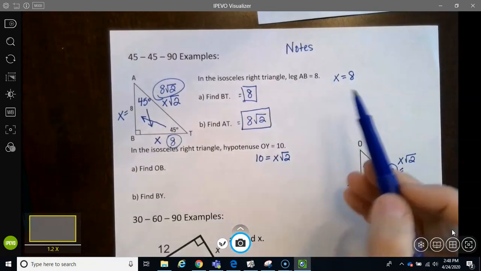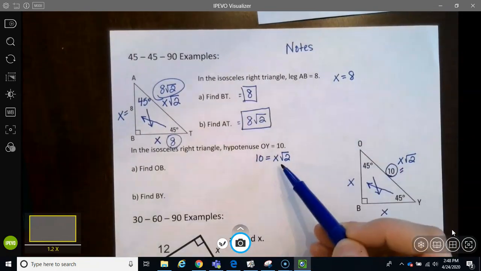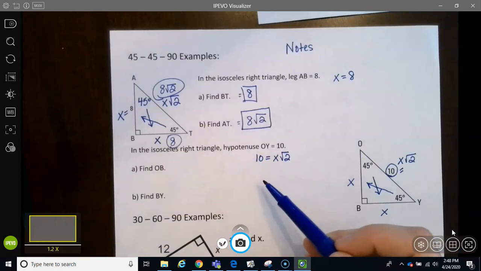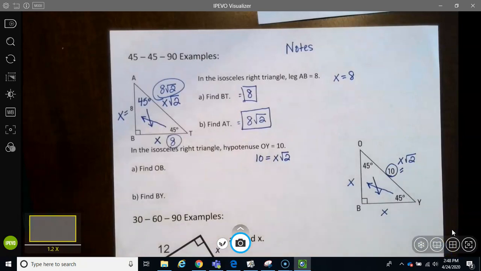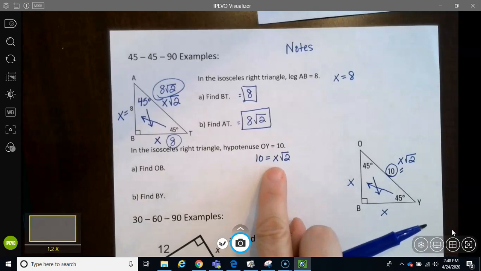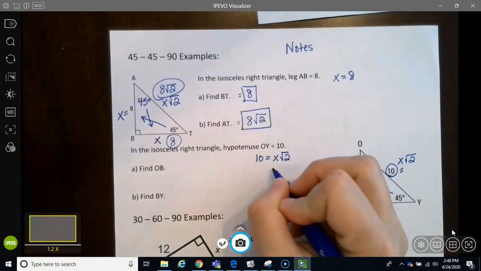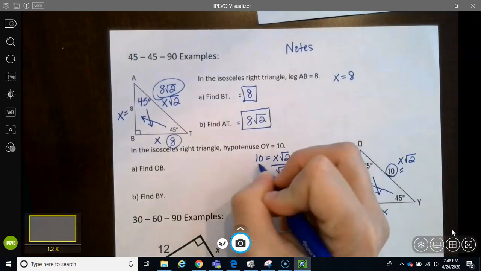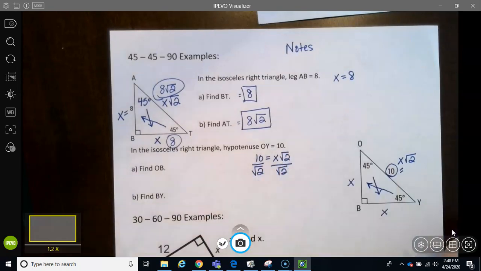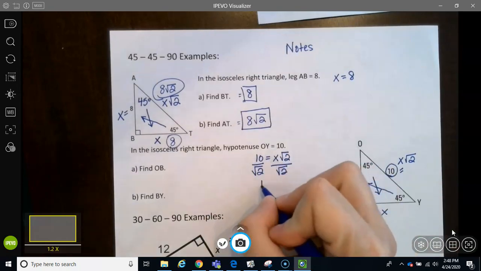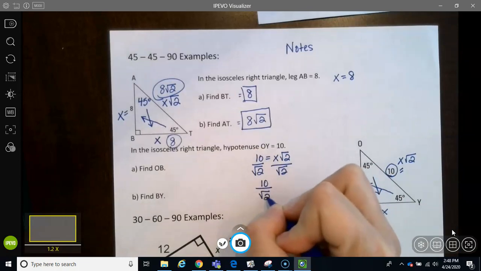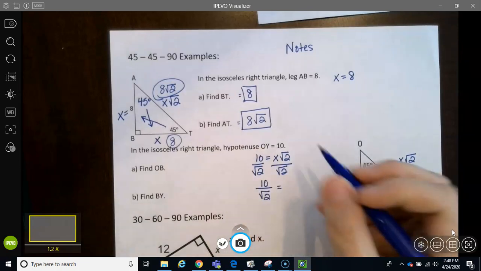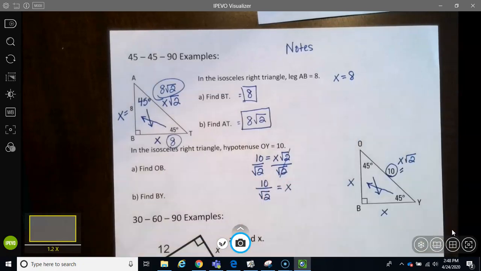And then, unlike the last one where x was already by itself, this one doesn't have x by itself. So my goal then is to get x by itself, and then once I figure out what x equals, I can replace the other sides with that amount. So to get x by itself, it's x times square root of 2 right here, so I need to divide by square root of 2. Divide both sides by square root of 2. Now, I will say this. In mathematics, they do not like for you to have a square root in your denominator. So I've gotten x by itself, but I have a square root in my denominator.